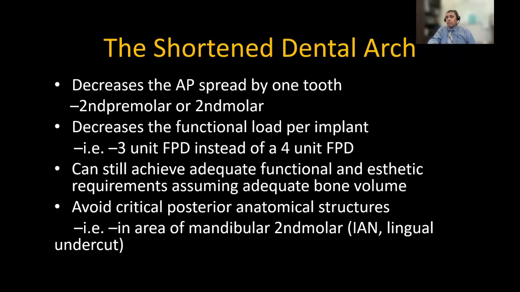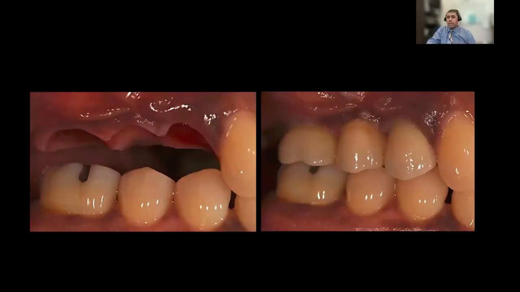You have to consider sometimes the use of a shortened dental arch, meaning you don't have to replace second molars all the time. You can stop at a first molar, even a second premolar for certain patients. That still will allow them enough function and still allow us to use fewer implants, but also manage the occlusion very, very well and achieve a very good aesthetic outcome. And again, appreciate vital structures and respect them, such as the inferior alveolar nerve and maxillary sinus.